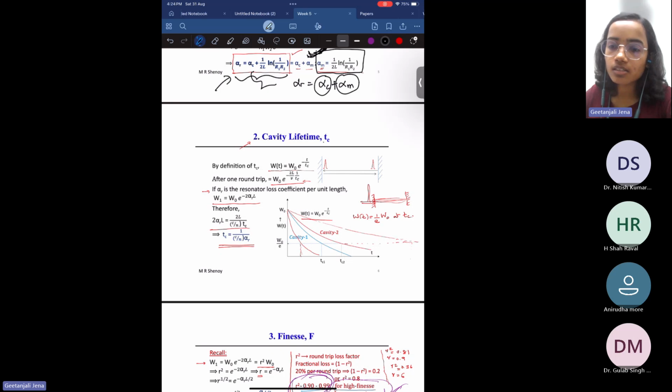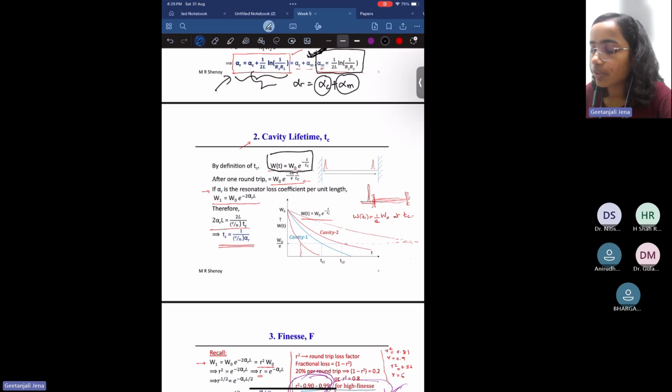It signifies how the energy is sustained inside the resonator. For the energy expression, you can write omega t equals omega 0 e to the power minus t by Tc. Here Tc is the lifetime of the cavity. Tc is the time at which the energy becomes 1 by e of its initial value. During the first lecture, we also talked about lifetime, and this is related to that.